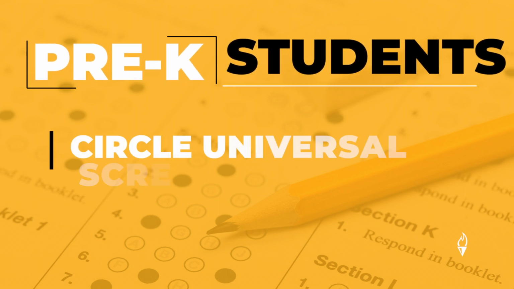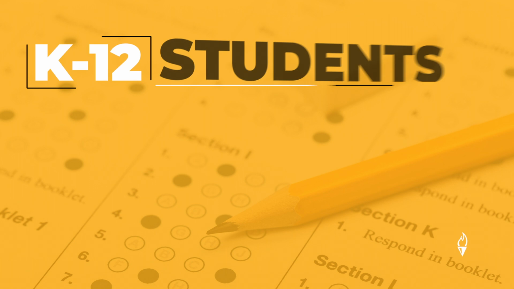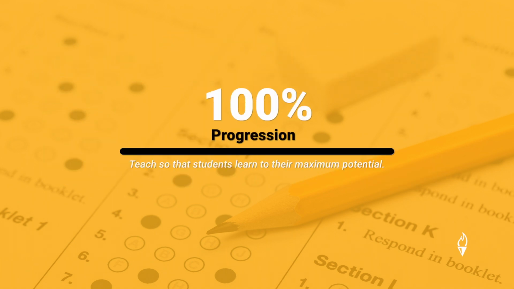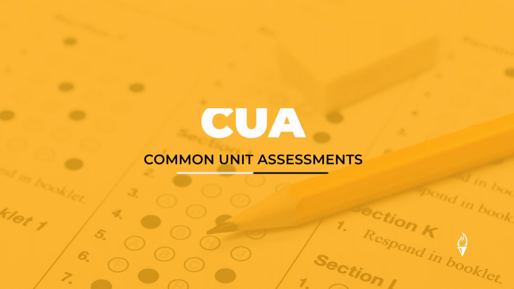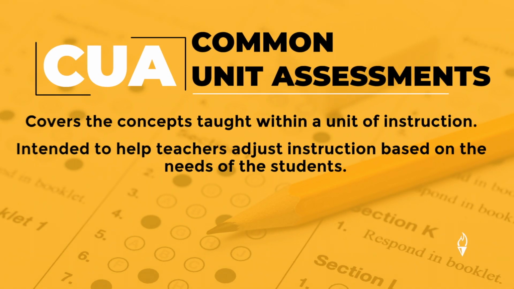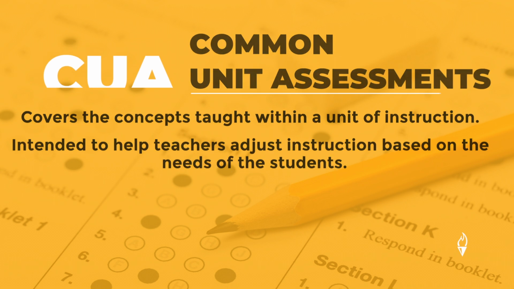Pre-K students in Killeen ISD take the Circle Universal Screener, while kindergarten through 12th grade students take the MAP test. All are used to gauge progress. Next, let's talk about Common Unit Assessments, or what you and I know as a traditional test. A CUA covers the concepts taught within a unit of instruction. They're intended to help a teacher adjust instruction based on the needs of a student.